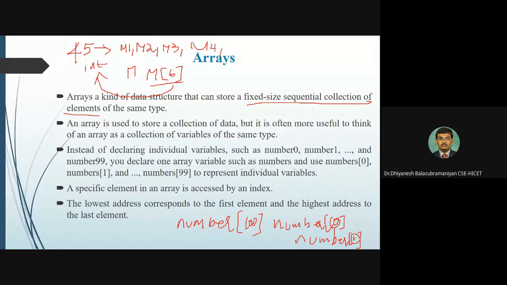So the lowest index value is 0. The highest index value is n minus 1. Why are we saying n minus 1? If the size is 100, we are starting from 0 to 99. Your size is 100, so n minus 1 is 100 minus 1, that is 99. So 0 to 99, starting from 0 and ending at 99, the total is 100 because we started from 0.